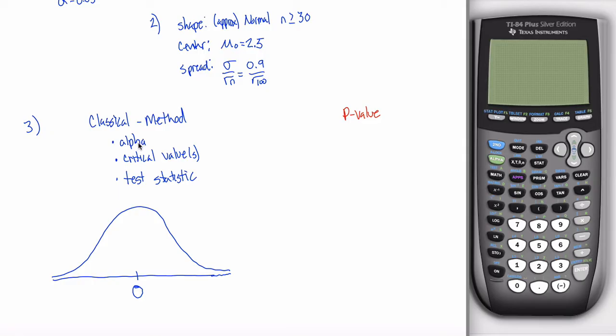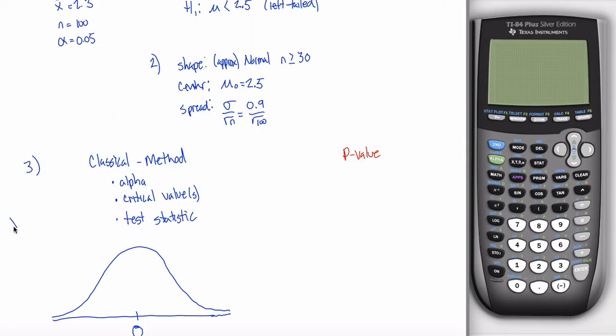Next thing you want to include is alpha. Alpha is always the total area of what's called the rejection region. Some books call it the critical region. I think rejection region is more informative, so that's what I'm going to call it. Alpha is always the total area of your rejection region. So in this case, alpha is 5%. I have to draw a region that has a total area of 5%.